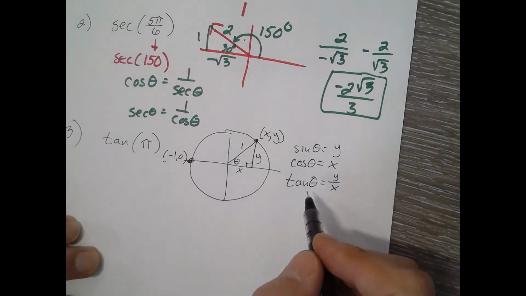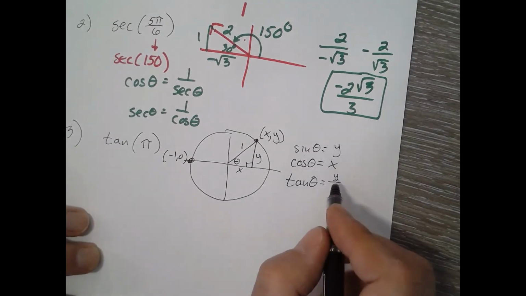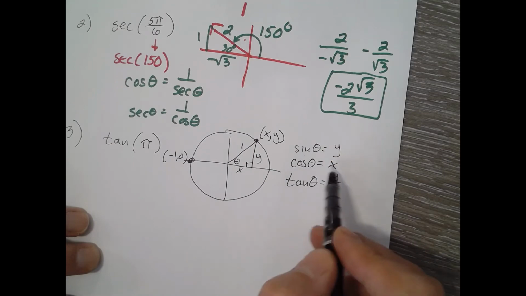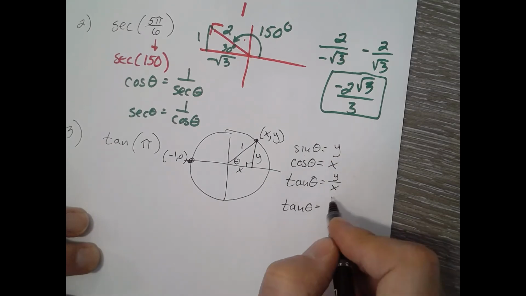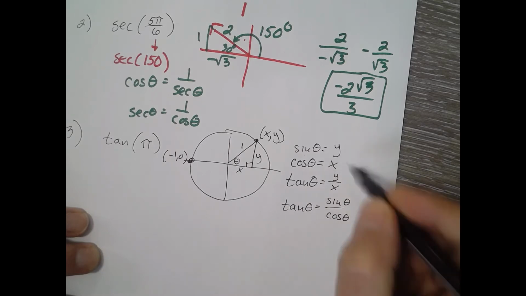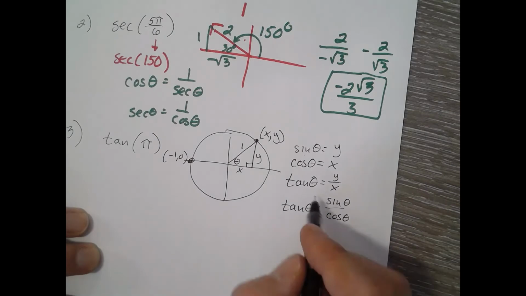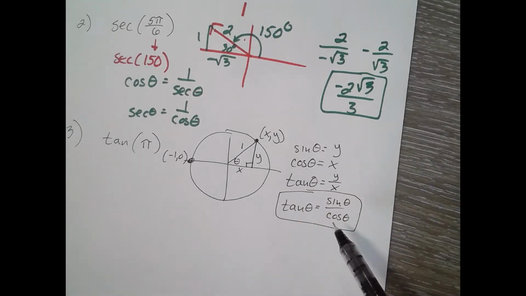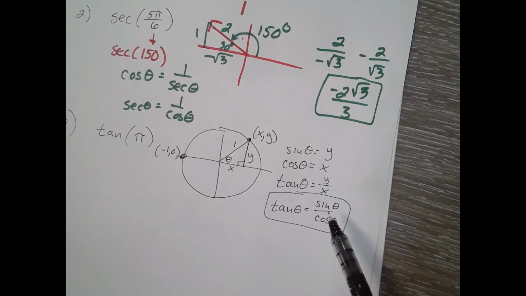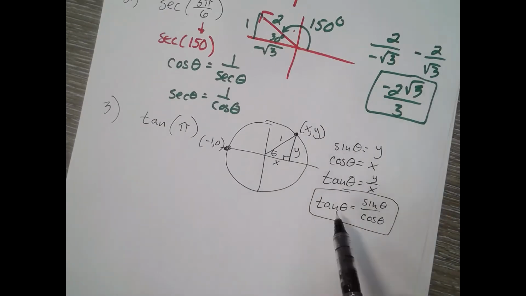Another way we could write this is, if I know that y is sine theta and x is cosine theta, well then I can say that tangent of theta is sine of theta over cosine of theta, because y is sine, x is cosine. So this is called an identity. This is actually the version that we will use more often moving forward, knowing that tangent of theta is sine of theta over cosine of theta.